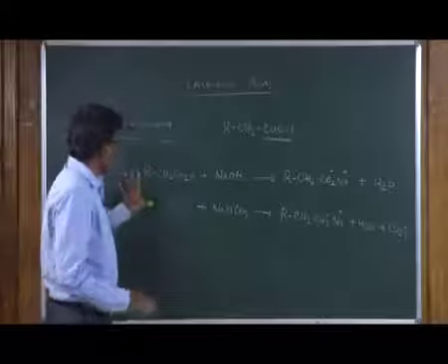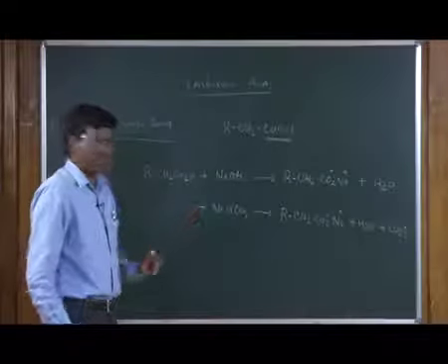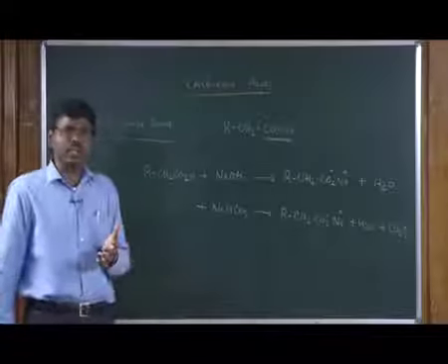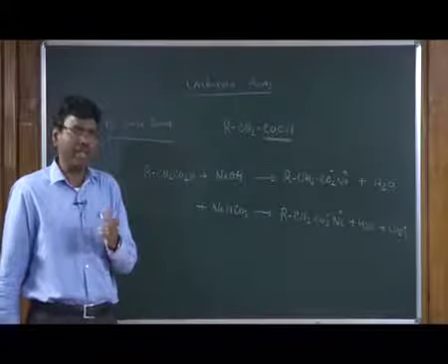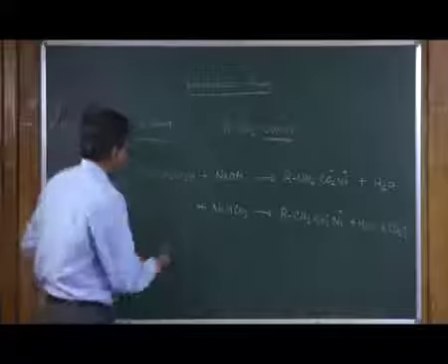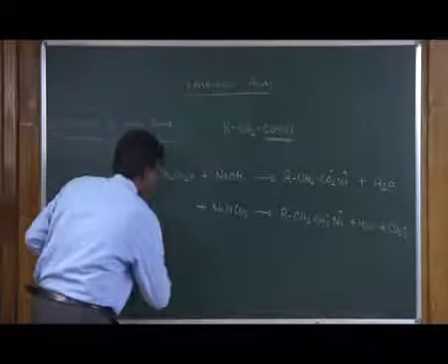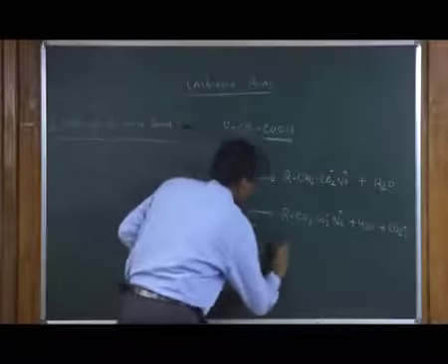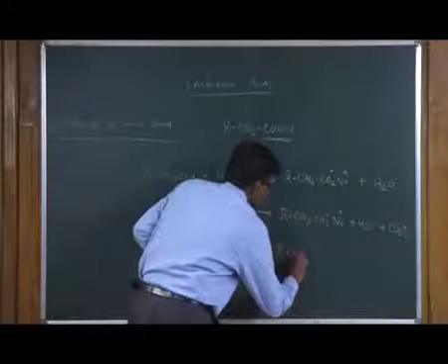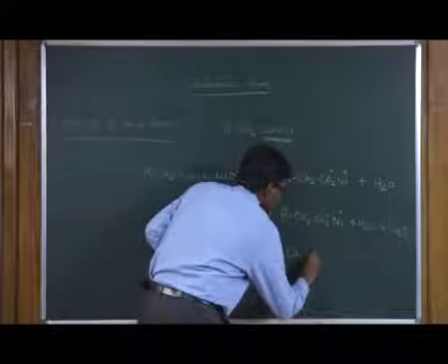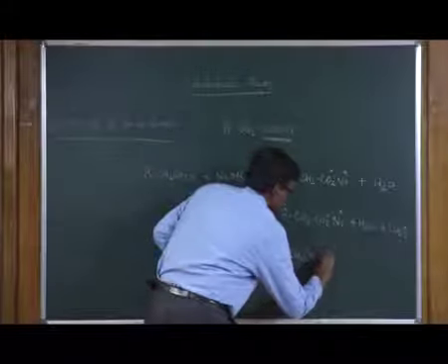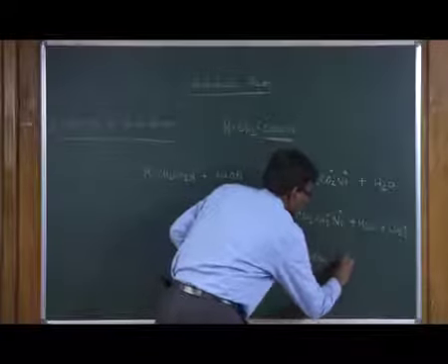And this is when you react with the base and you can make a salt. Carboxylic acid also can react with electropositive elements, metals like sodium, for example. It can react with sodium, and form again sodium carboxylate, and hydrogen gas.